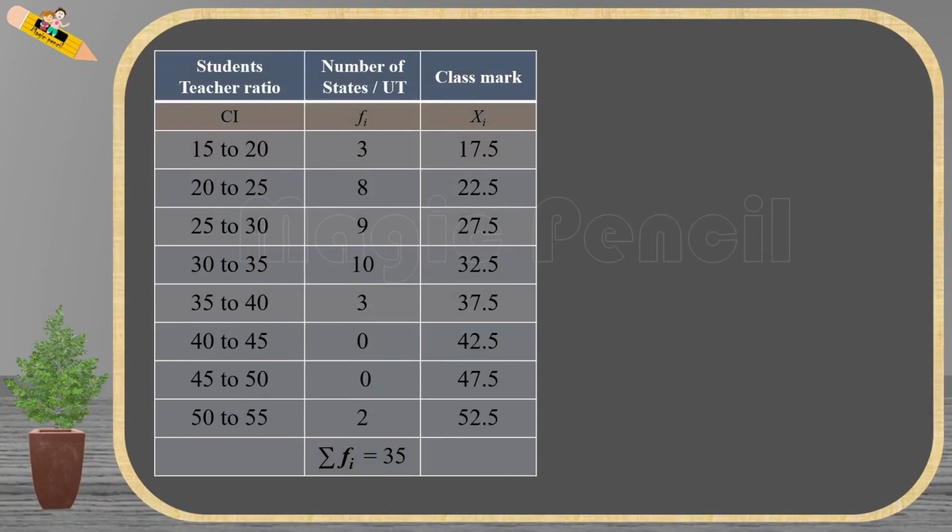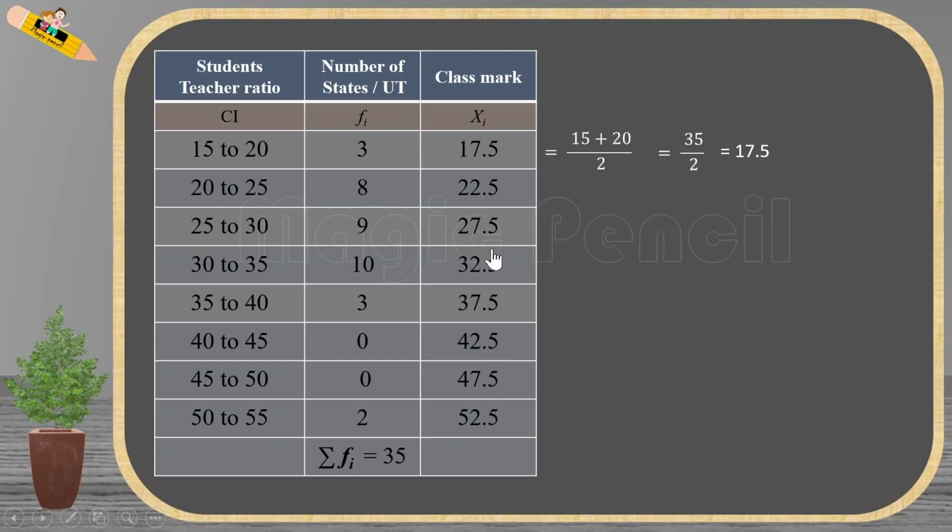And you know that to calculate mean, first and foremost we need to find out the class mark for each class interval. So how to do that? See here, for this class interval 15 to 20, what we have to do is 15 plus 20 by 2, which gives us 35 by 2, equal to 17.5. Similarly, for every class, you can calculate the class mark.